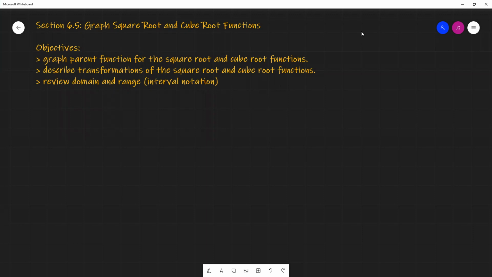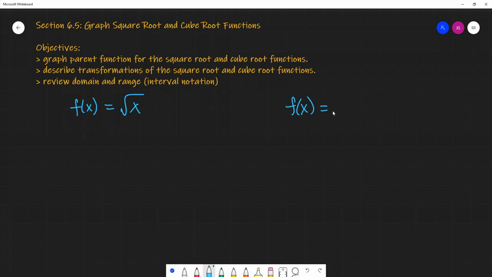So we're going to start by talking about the parent functions, okay? So we have f of x is equal to the square root of x. That's our square root function. And then we have f of x is equal to the cube root of x. Remember back from 6.1 and 6.2, another way to write this is x to the 1/2. And another way to write this one is x to the 1/3. Those are the same.